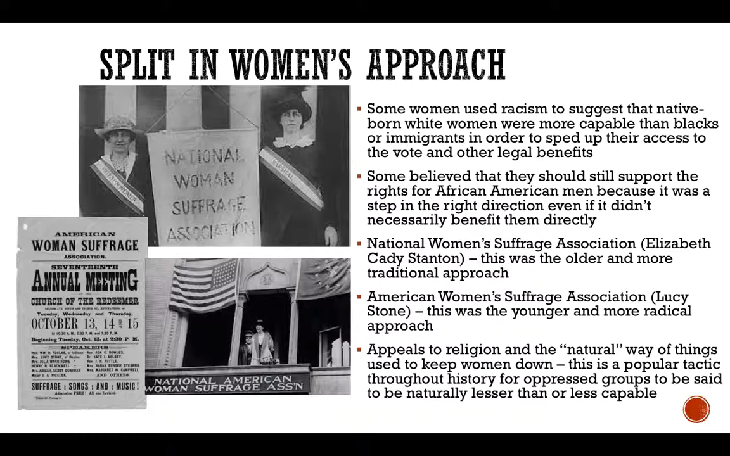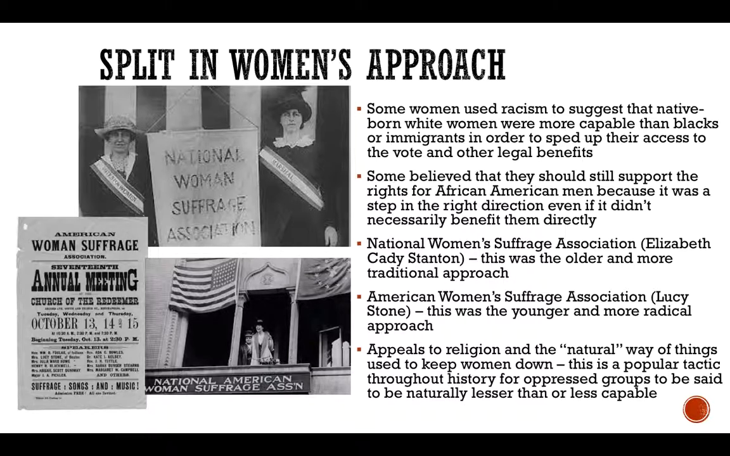Some believed that they should still support the rights for African American men because it was a step in the right direction, even if it didn't necessarily benefit them directly. So they saw this constant pursuit of universal rights as the way to go, and if it was expanding for somebody else and not necessarily them at the exact same time, that had to be okay.